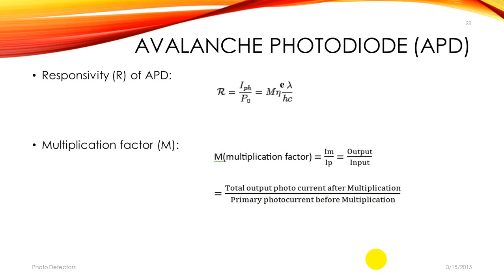And similarly, the multiplication factor also plays an important role in avalanche photodiode as the carrier gets multiplied. M, which is equal to Im by Ip, is the output by input. Here output refers to the total output photocurrent after multiplication divided by the primary photocurrent before multiplication.